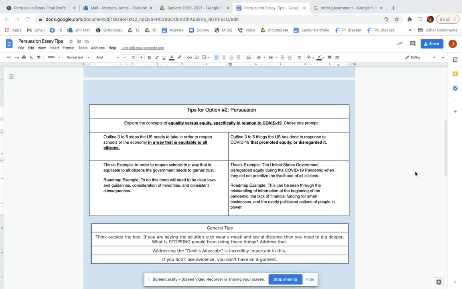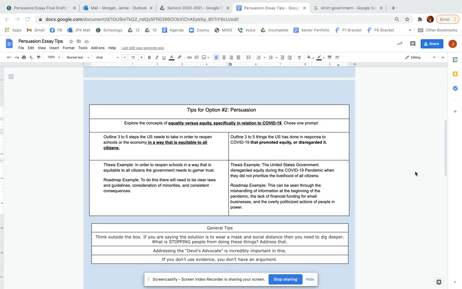Alright guys, in this video I'm going to go over tips and tricks and suggestions for the persuasive essay that you started last semester. So this is specifically for students who did option number 2 and focused on COVID-19. As a reminder, here's the first part of the prompt. Explore the concepts of equality versus equity, specifically in relationship to COVID-19. So you know you have to talk about COVID, and you know you have to talk about equality and equity.